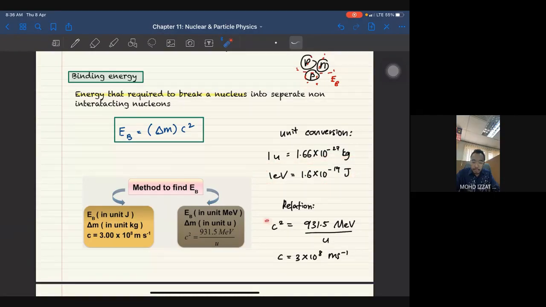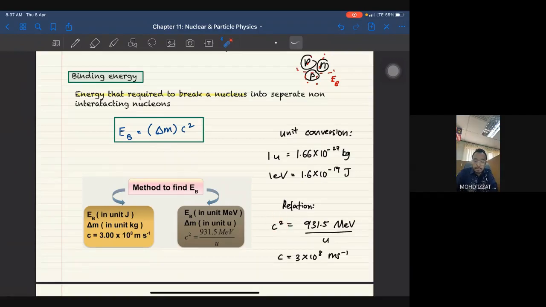And then most importantly, we have this one. I'm not sure whether this one is given in the formula sheet or not, but this is the formula. You can represent c squared in terms of MeV over u. Why do you want to use it that way? Because the delta m, you can straight away substitute in unit u. You don't have to convert to kilograms. If you want to convert to kilograms, then c squared needs 3 times 10 to the power of 8 and then you have to square it. But if you want to stick delta m with u, you can straight away substitute the numbers here, and this number 931.5, and remember this one is squared.